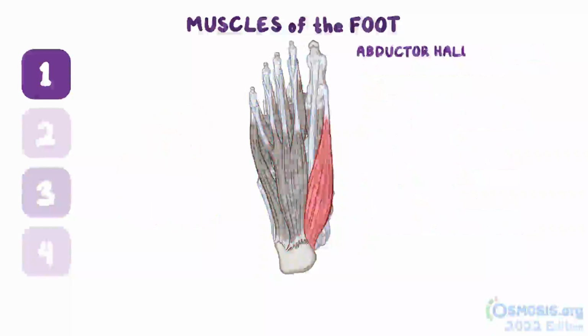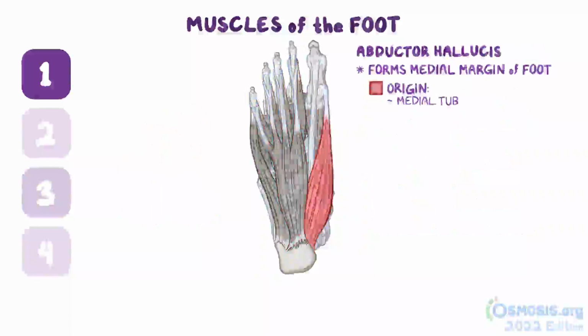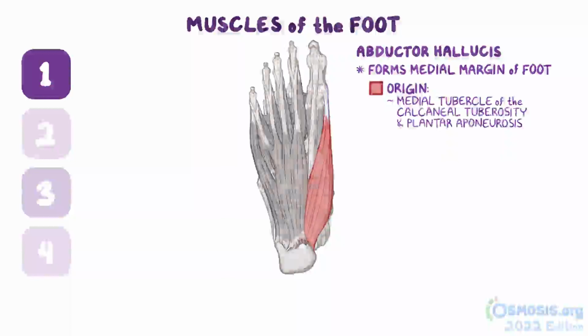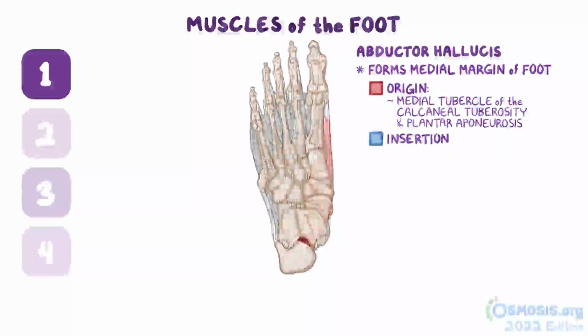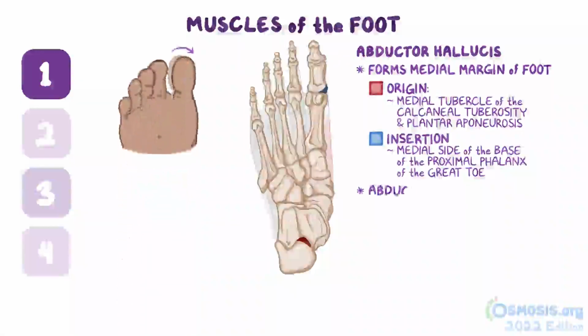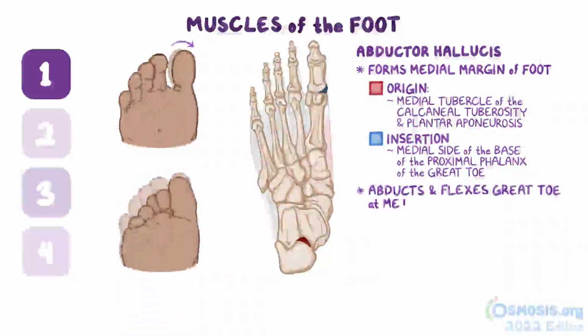The abductor hallucis forms the medial margin of the foot, and it originates on the medial tubercle of the calcaneal tuberosity and plantar aponeurosis, from where it travels to and inserts on the medial side of the base of the proximal phalanx of the great toe. This muscle mostly abducts and flexes the great toe at the metatarsophalangeal joint.